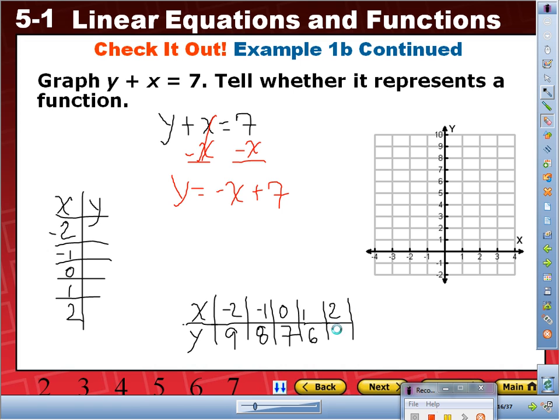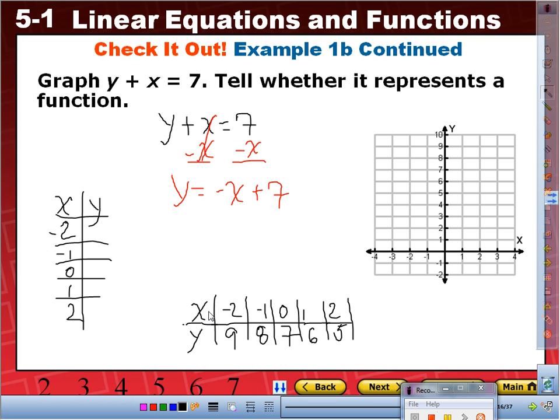All right, so this is 5. So if we plot these points, negative 2, 9 is right here. Negative 1, 8. 0, 7. 1, 6. 2, 5. Okay, that's what we did.